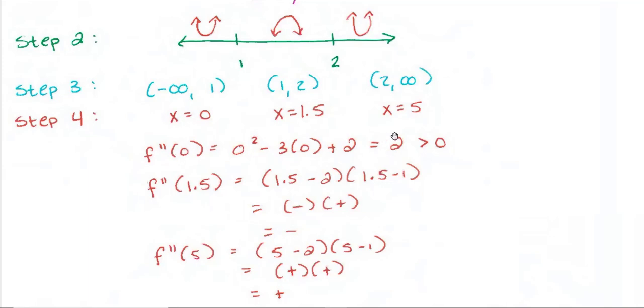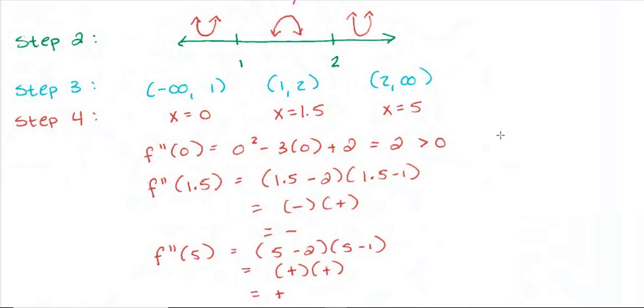Plug in 0, I get 2, which is positive, so we're concave upwards on that entire interval. Plug in 1.5, I get 1.5 minus 2, which is a negative, 1.5 minus 1, which is a positive, and a negative times a positive is a negative, so we're concave downwards on that entire interval. And plug in 5 into the second derivative. 5 minus 2 is positive, 5 minus 1 is positive, a positive times a positive is a positive, so we're concave upwards on that entire interval.